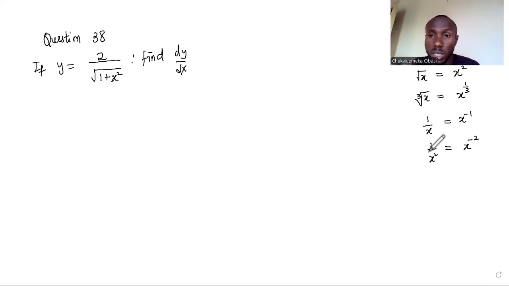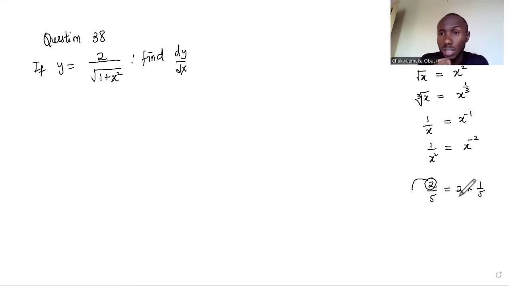All of these things are what we need in solving this particular problem. So let us go right into this one. The very first thing I want you to look out for is this. Let me show you something here. If I have 2 over 5, this is the same thing as writing 2 times 1 over 5. You can just bring out the 2, so you have 2 times 1 over 5. Does it make sense? Because this is the same as 2 over 5.